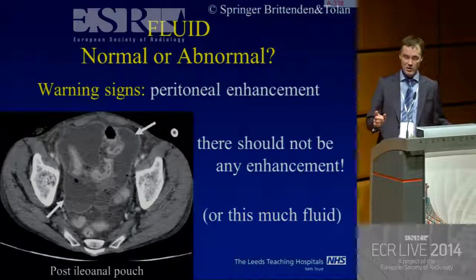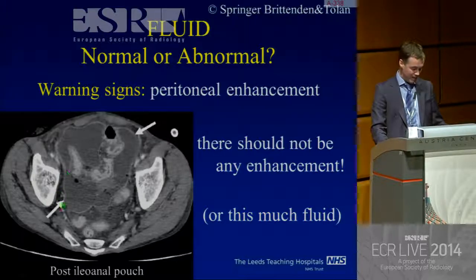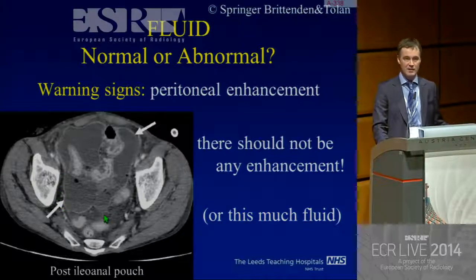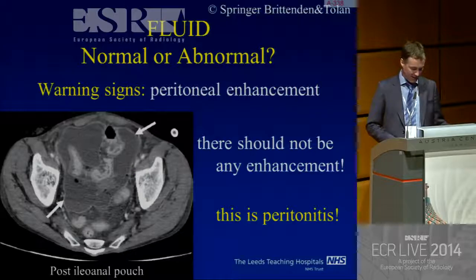Another clue when you're looking at the fluid is to look for peritoneal enhancement. If you see abnormal peritoneal enhancement like this, this tells you that this is not just ordinary fluid, this is almost certainly infected fluid. And also, certainly you wouldn't expect to see this volume of fluid in a normal patient. So this patient has peritonitis based on the CT scan.